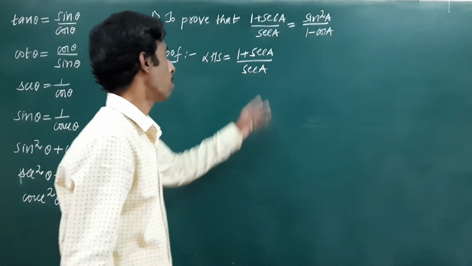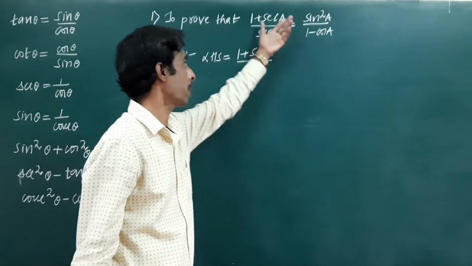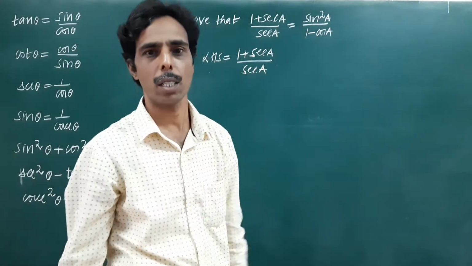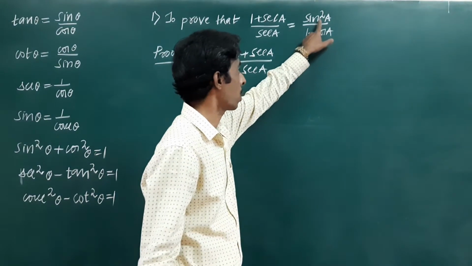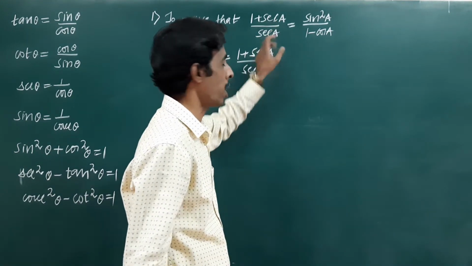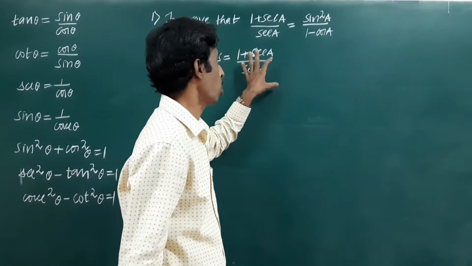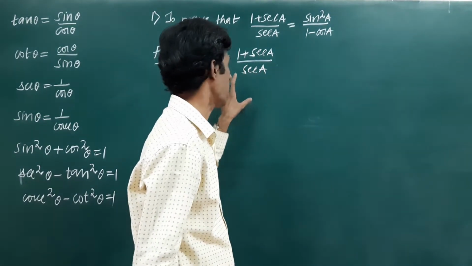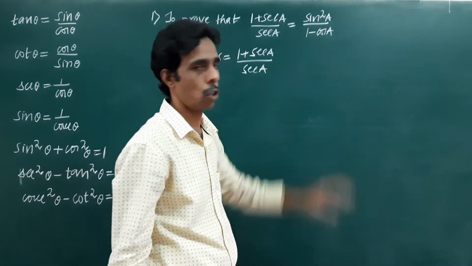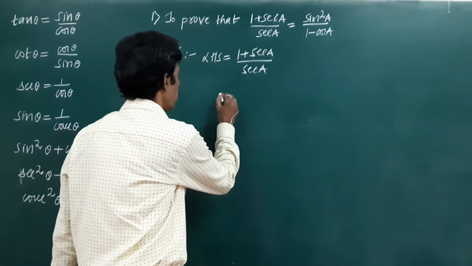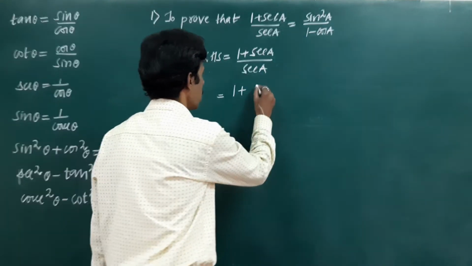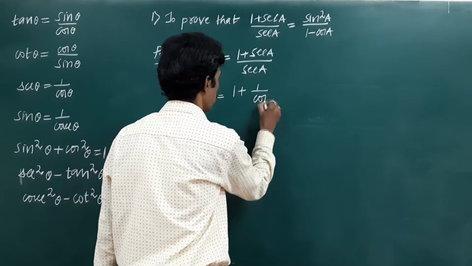Before proving, first look at what right hand result you require. Here, sec is in the numerator and also sec in the denominator, such type of trigonometric functions are given in the left hand side term. But you are supposed to prove it in terms of sin as well as cos. Therefore, I'll do one thing. I'll write 1 as it is. This sec A can be written as 1 divided by cos A.